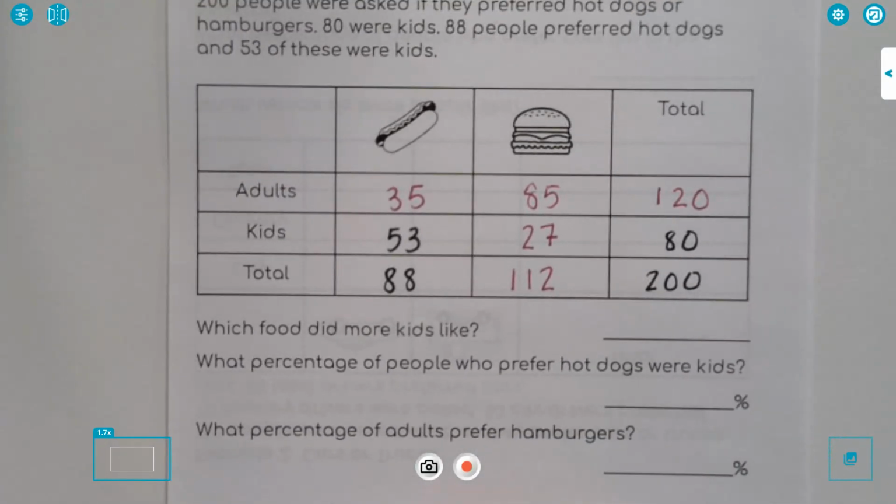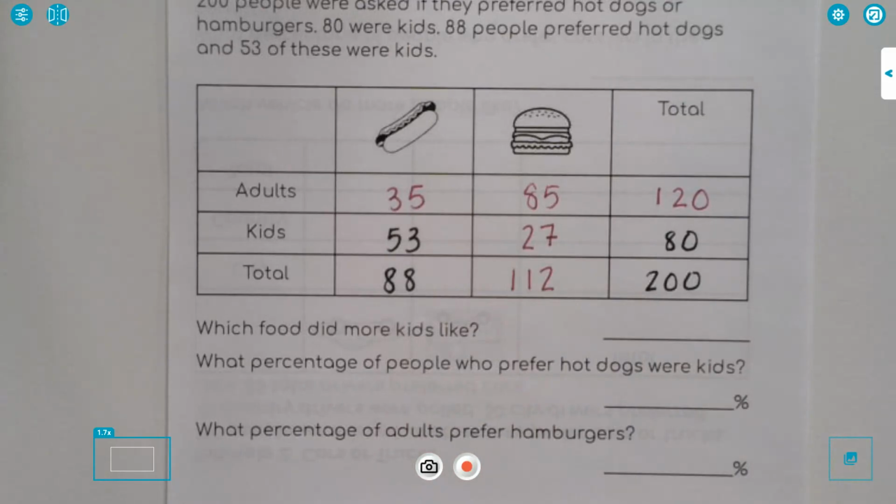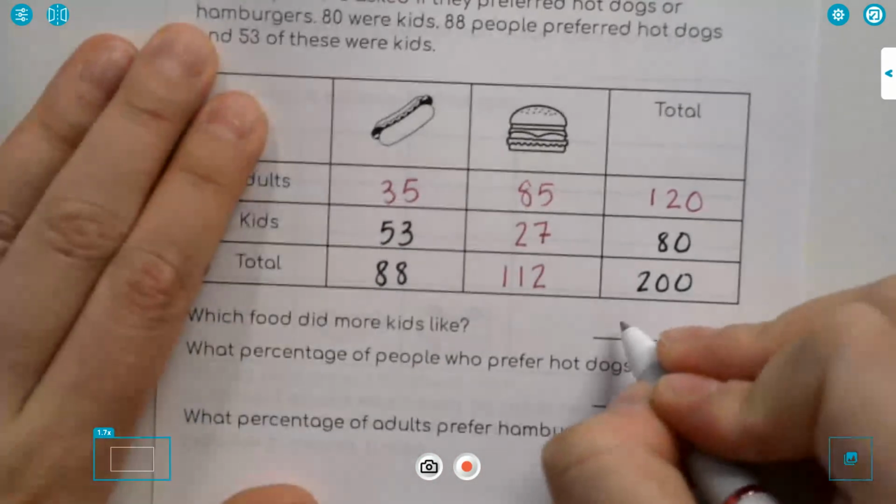First one is, which food did more kids like? So look just at the kids. How many kids chose hot dogs? 53. Awesome. How many kids chose hamburgers? 27. So we're just looking at this 53 and this 27. So the answer, which food did more kids like, is hot dogs.